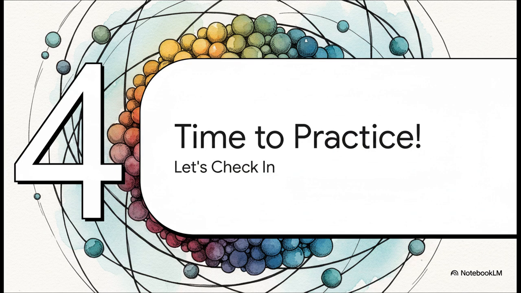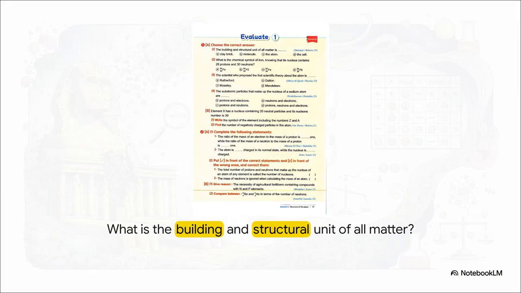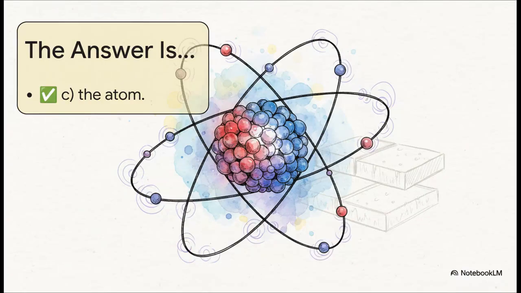Okay, I know that was a lot of information, but you are doing great. So how about we try just a couple of questions to see what we remember? Don't worry, we'll do them together. Here's our first one. The building and structural unit of all matter is... So is it A, clay brick, B, molecule, C, the atom, or D, the cell? Take a second to think about it. If you said C, the atom, you are exactly right. Awesome job. Remember, the atom, or الذرة, is that tiny little brick that builds absolutely everything.